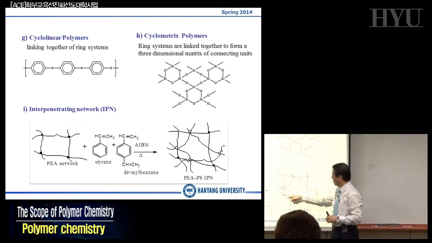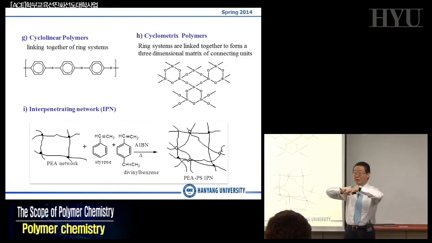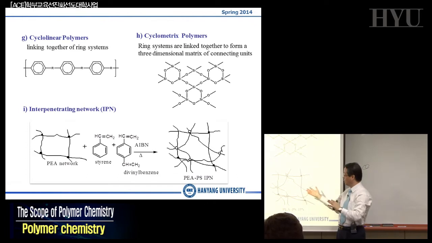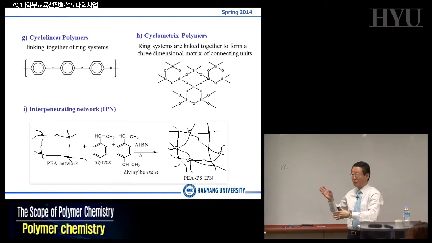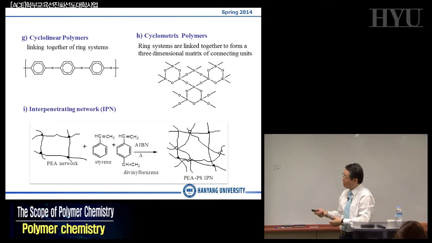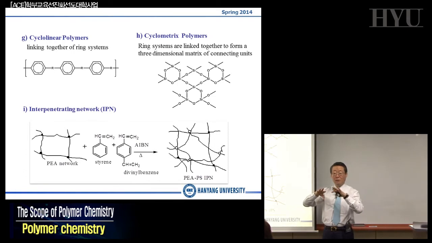Well, this is the first network, and the second network is just like a net, okay? The 2 nets are linked together, and this is one type of network polymer. But what we call is IPN, interpenetrating polymer network, IPN polymer, and in this IPN structure, we have a full IPN and semi-IPN, depending upon how you are making. But IPN is a cross-linked polymer, but we have 2 networks together. Okay.